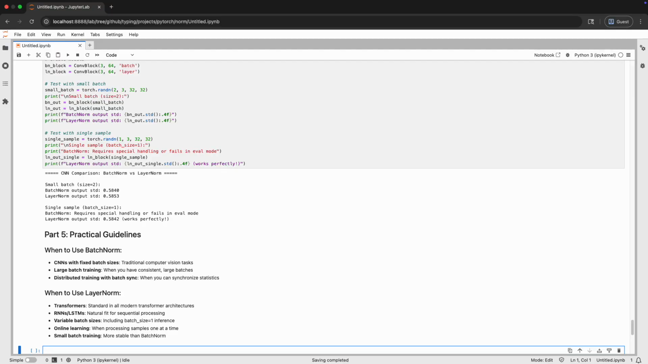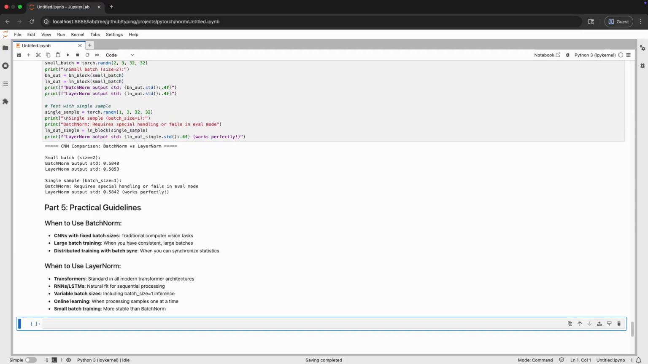Part 5 provides practical guidelines for when to use each normalization method. Use BatchNorm for CNNs with fixed batch sizes, traditional computer vision tasks, large batch training with consistent batches, and distributed training when you can synchronize statistics. Use LayerNorm for transformers where it's standard, RNNs and LSTMs for sequential processing, scenarios with variable batch sizes including single sample inference, online learning when processing samples one at a time, and small batch training where it's more stable than BatchNorm.